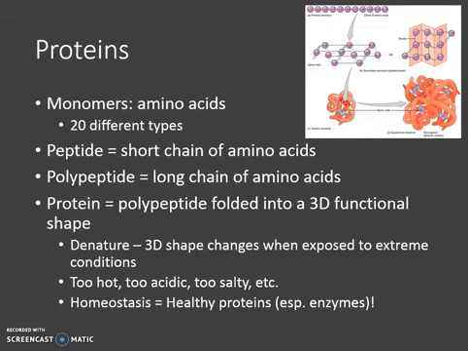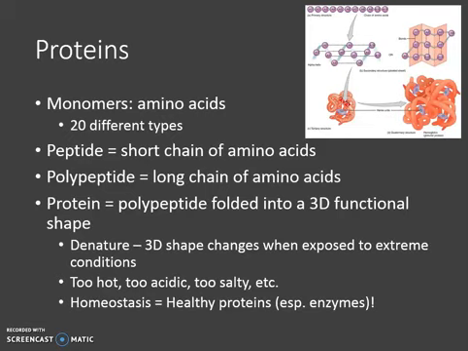Proteins are macromolecules that are polymers, and the monomers of proteins are amino acids. There are 20 different types of amino acids, but they all have a similar basic structure. When multiple amino acids are bonded together, it forms the polymer of a protein. Now, a peptide is the name given to a short chain of amino acids.